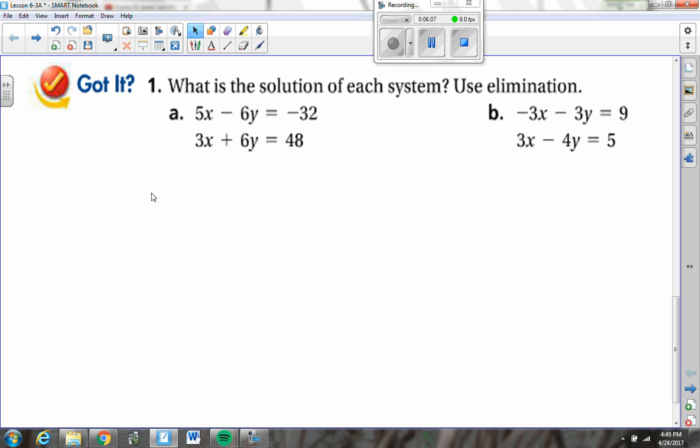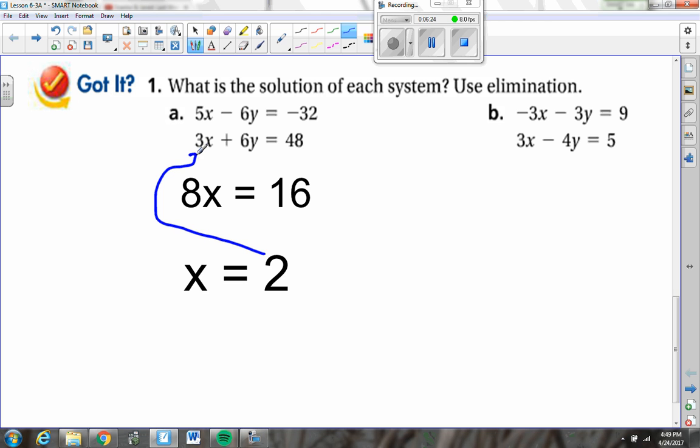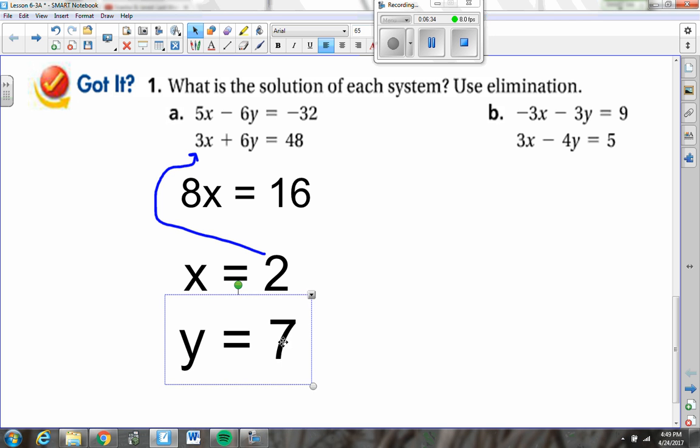Now the equation in letter A, when we add, ends up saying 8x equals 16, which leads me pretty quickly to x equals 2. Plug that back in, maybe to right there, and we pretty quickly get to y equaling 7. So my final answer as a coordinate point will be 2, 7.